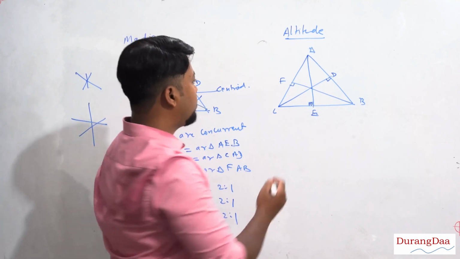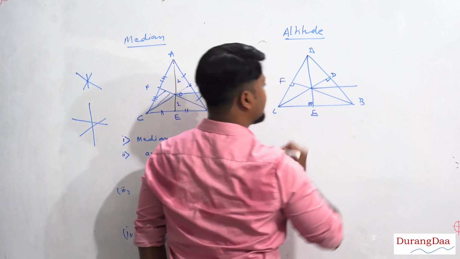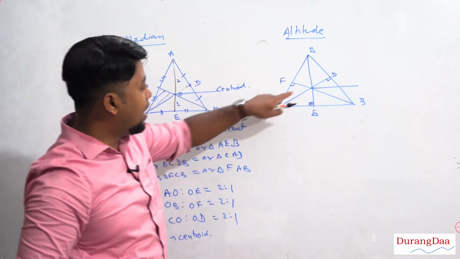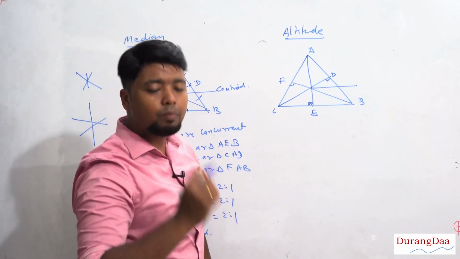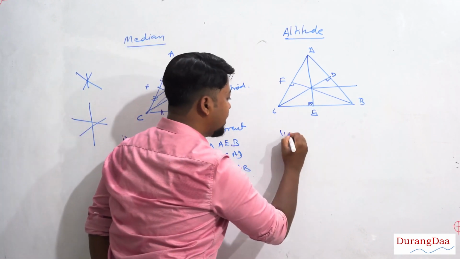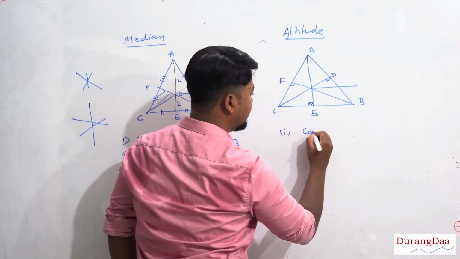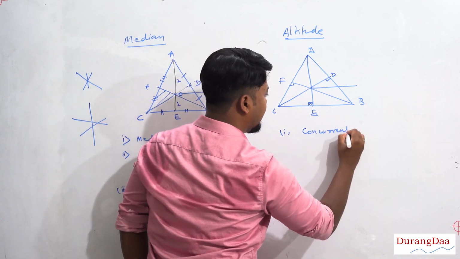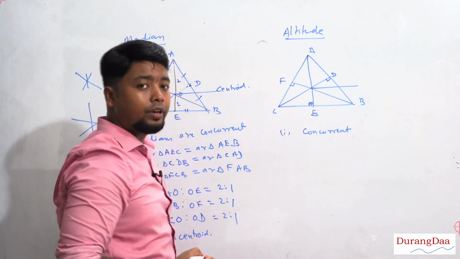All right. Now, the point of intersection, as you can see, again they have intersected at a single point. That means the altitudes of a triangle are also concurrent in nature. So, altitudes are concurrent, they intersect at a single point.